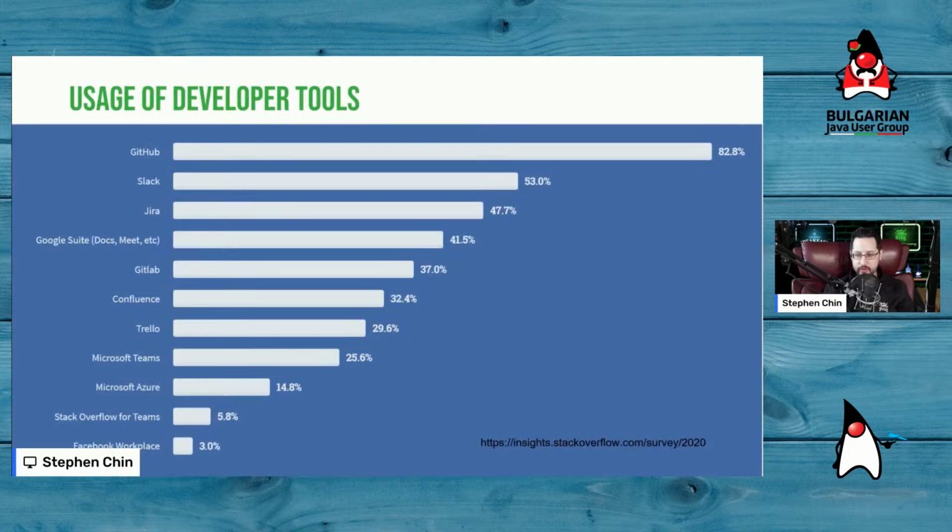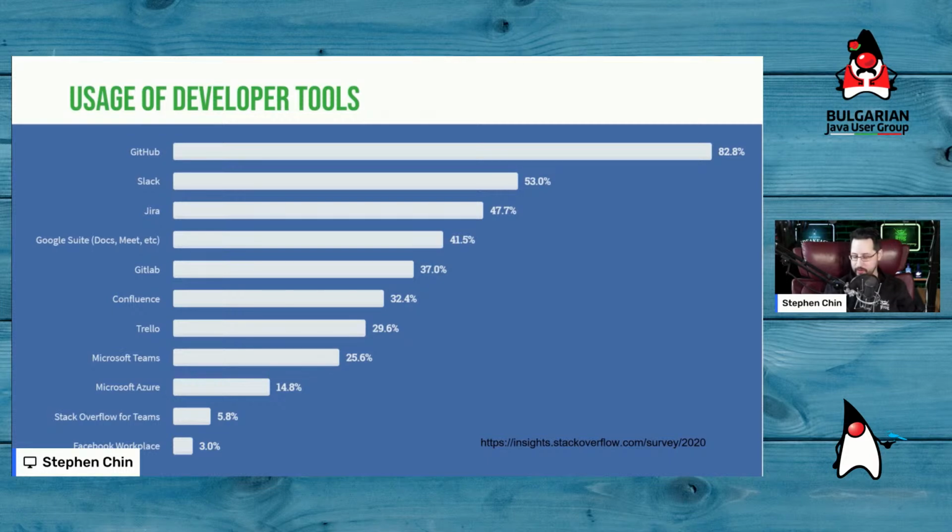As far as usage of tools across the industry, GitHub and other tools like Slack, Jira, and Google Docs are pretty much the most popular tools. But you see there are a lot of Git tools in this list: GitHub, GitLab, Microsoft Teams, which also supports Git. So a lot of different tools for managing version control are at the top of the list of the most popular developer tools, according to the Stack Overflow survey.